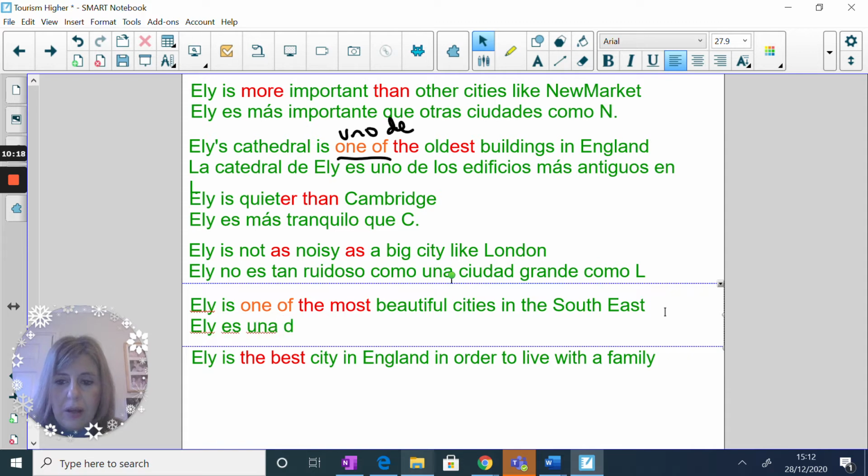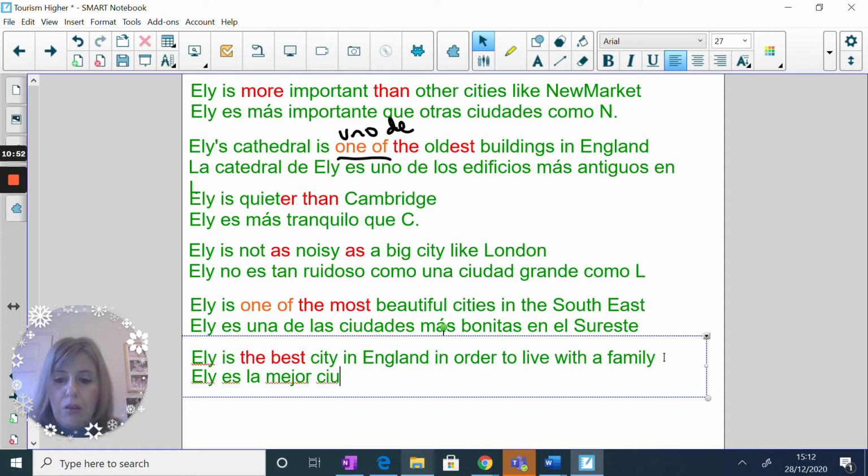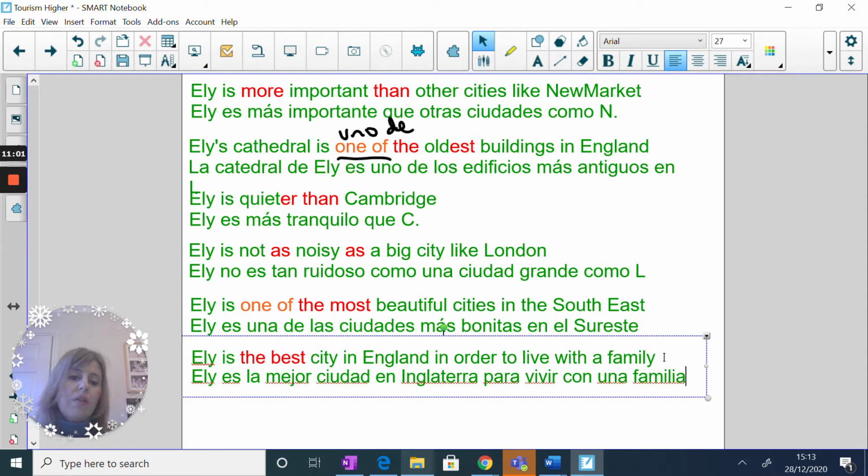Ely is one of the most beautiful cities in the southeast. Ely es una de, and now this is important, we need to say the cities most beautiful, de las ciudades, first is the noun and now is the adjective, más bonitas, adjective agreement because we call las ciudades, más bonitas en el sureste. And Ely, nice literal translation, is the best city in England. Ely es la mejor, and it's la because it's the city and it's feminine. Ciudad en Inglaterra. In order to, remember, para vivir con una familia, with a family.